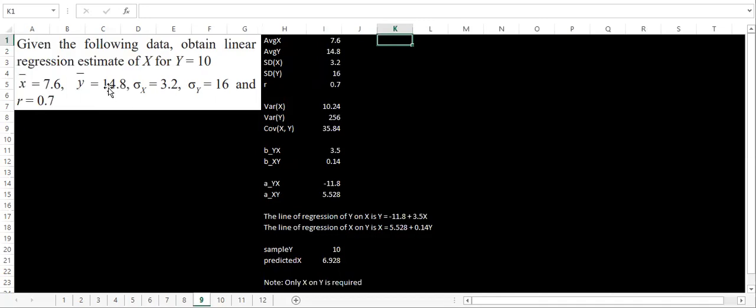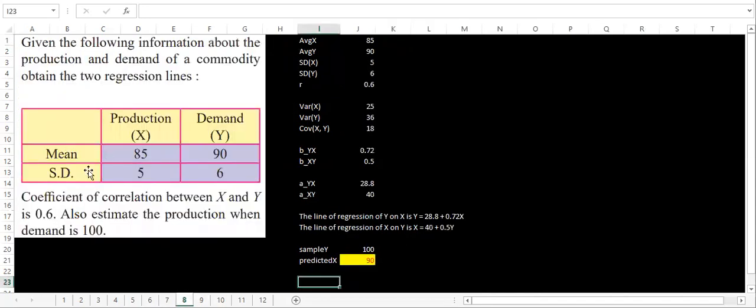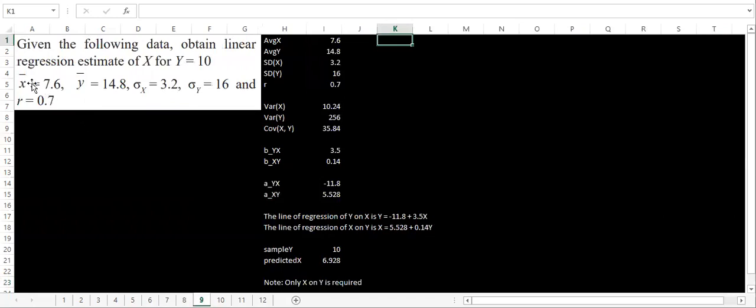And we are given a bunch of data. Again, it is just different notation. It is very similar to the previous problem. In fact, we were given the mean values and the standard deviations. So here we are given the mean values of X and Y. These bars represent the mean. And this sigma notation is nothing but another notation for standard deviation. So the standard deviation of X is 3.2, and standard deviation of Y is 16. So we have the average values, the standard deviations, and we are also given the correlation coefficient, which is 0.7. R equals 0.7.